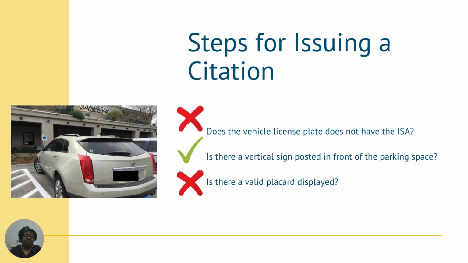Let's look at the steps for issuing a citation. Your first step in issuing a citation is to check the license plate for the international symbol of access. Okay, if it doesn't have the international symbol of access, let's go to the next step. Is there a vertical sign posted in front of the parking space? If there is, we're good to go to the next step. You walk in front of the car and see if there is a valid placard displayed. If there is not a valid placard displayed, then this car is in violation and you can begin the process to issue a parking citation.